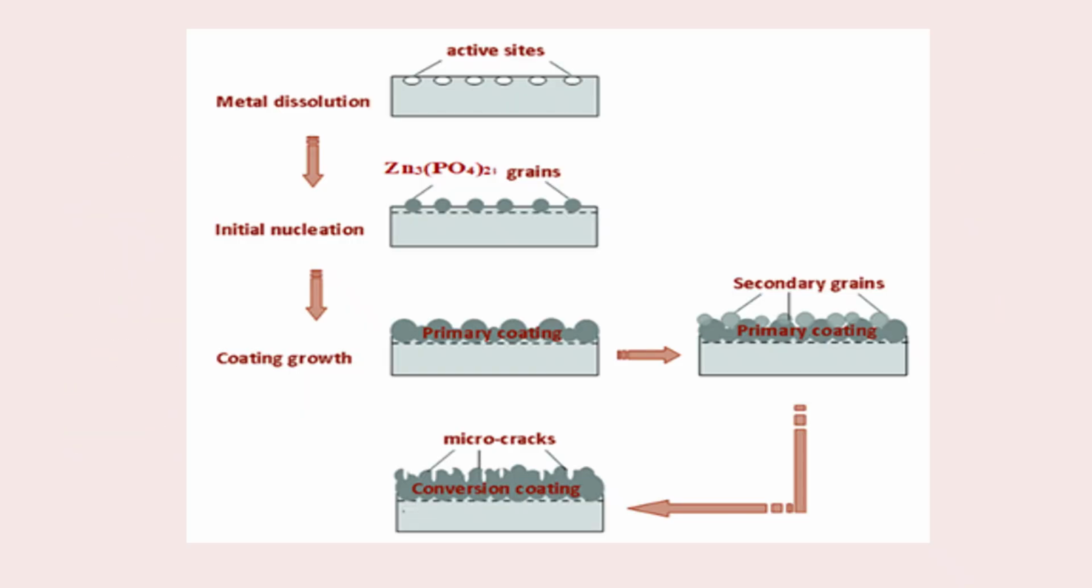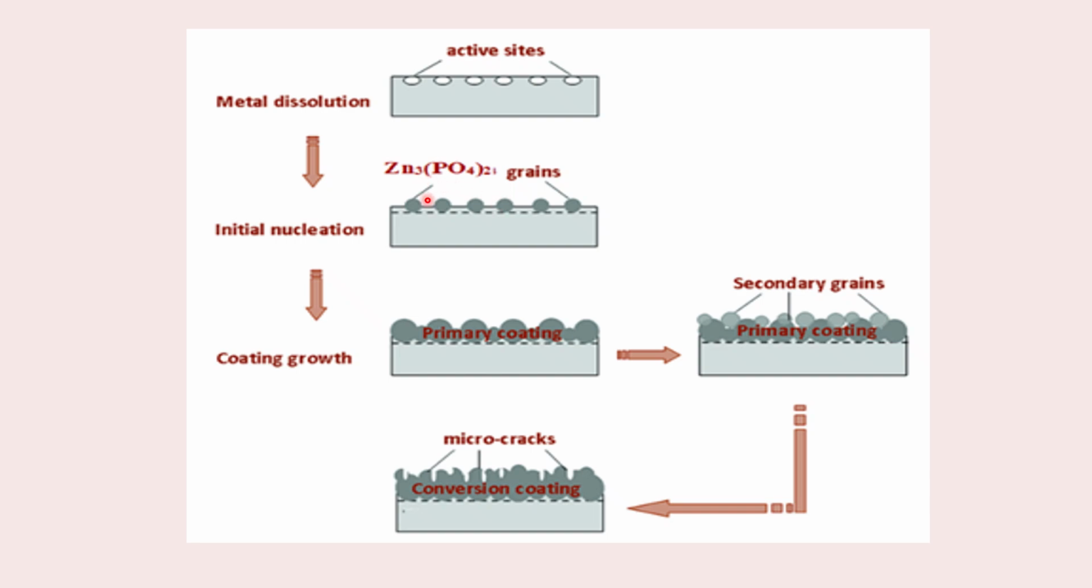The process can be explained with the help of a diagram so that you can understand it in a better way. See, we have the surface here, maybe the steel surface or the galvanized surface. It is taken as a rough surface, and on the rough surface we have the active sites, the round balls. That becomes the active site. Now this surface is dipped into a phosphate conditioning solution, the phosphate bath.